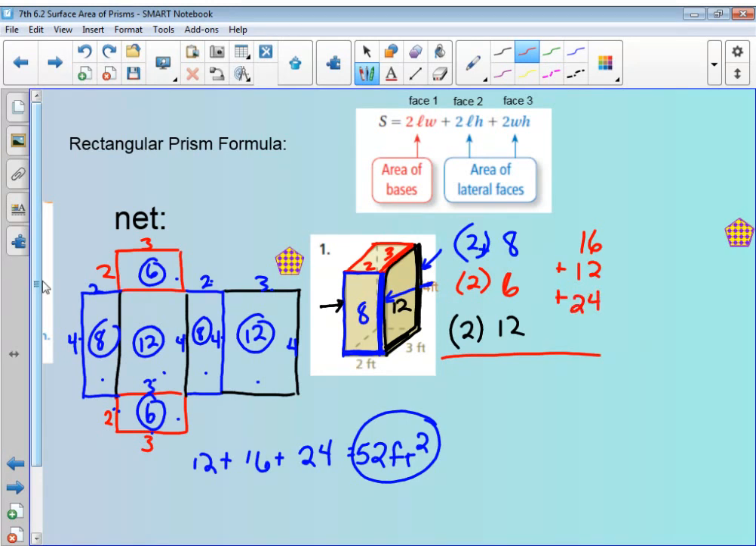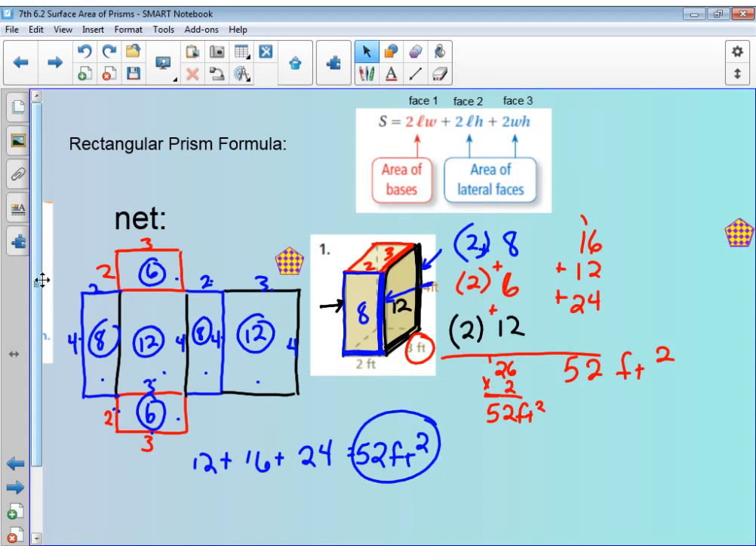Okay, so when I add those together, I get 52 feet squared. Now, I would get the exact same thing if I went through and added these together. 14 plus 12 is going to give me 26. And if I took that times 2, it still gives me 52. Okay, so notice I got 52 no matter which way I did it, as long as I'm doing it consistently.